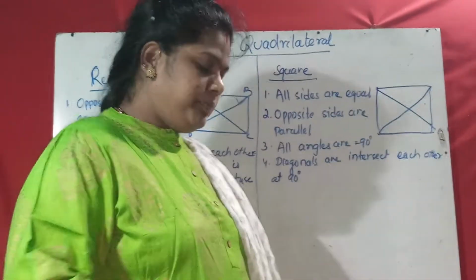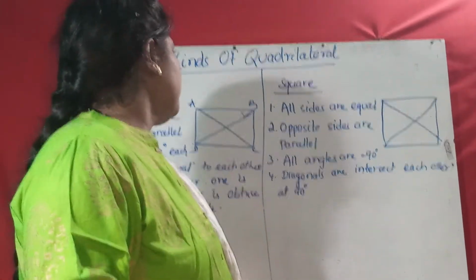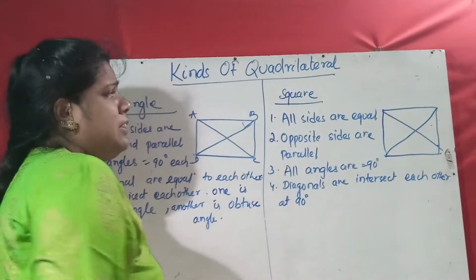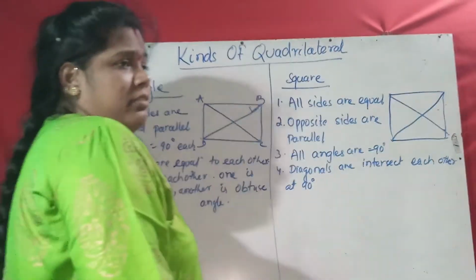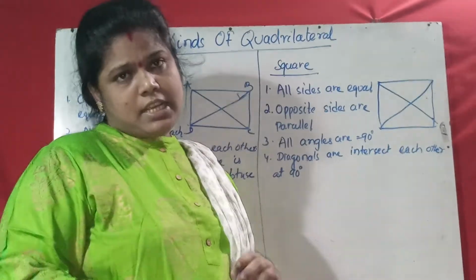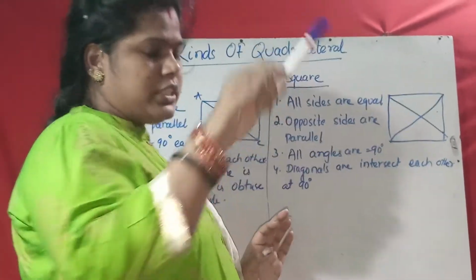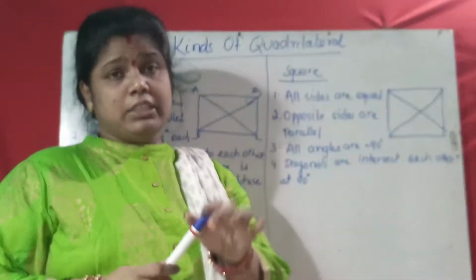Good morning, students. So today we read about kinds of quadrilateral. So we read about different polygons. So what is a quadrilateral? A closed figure with four straight lines. If a figure has four straight lines and it is a closed figure, then it is called a quadrilateral.